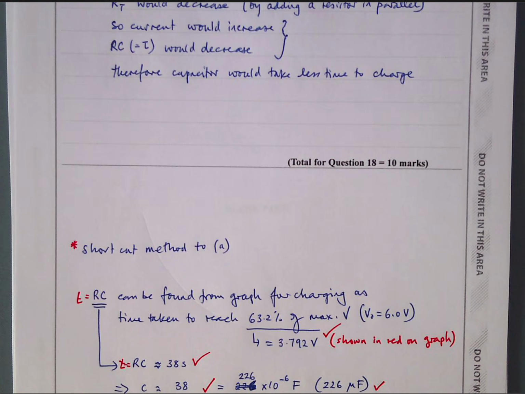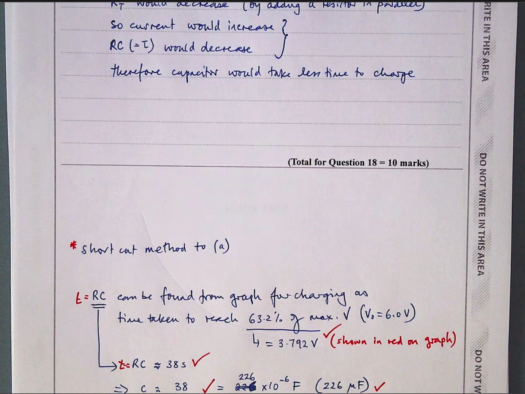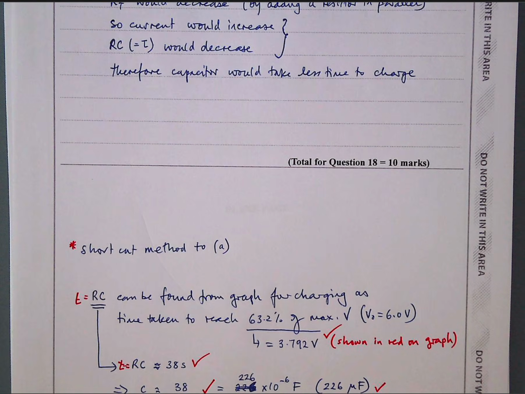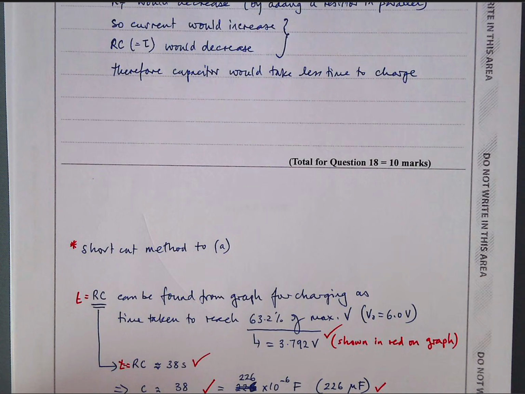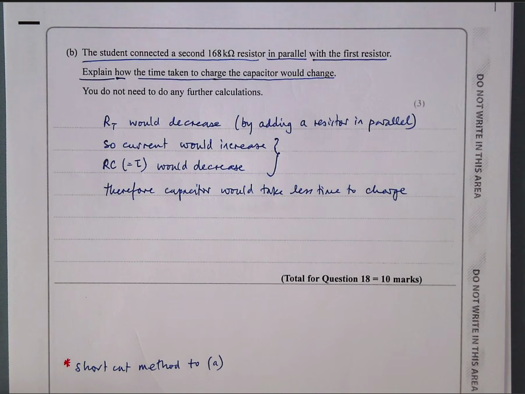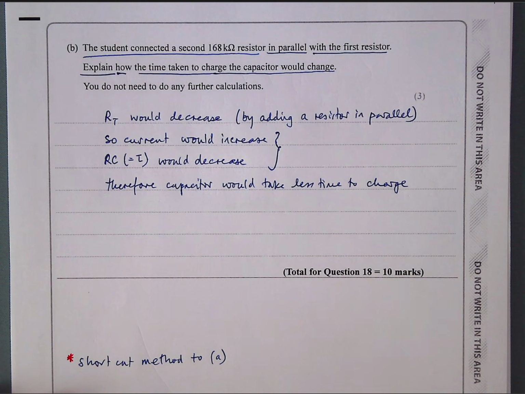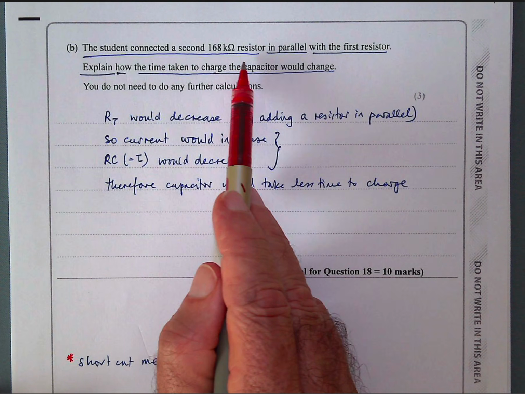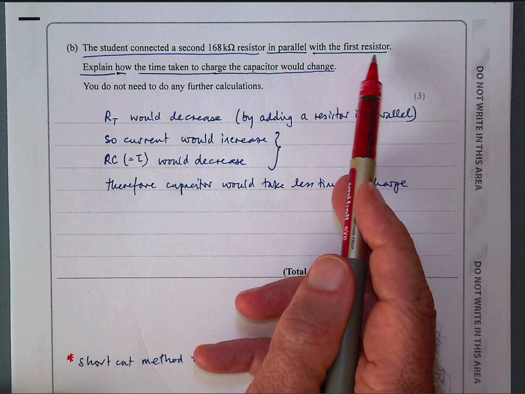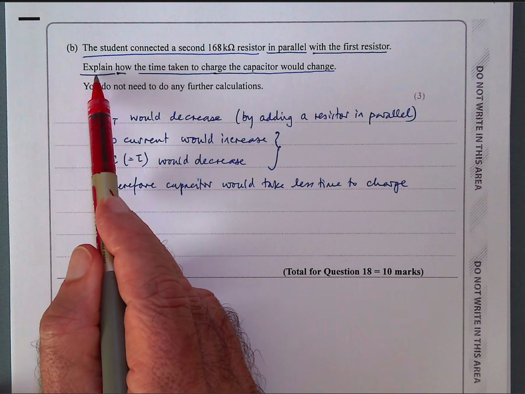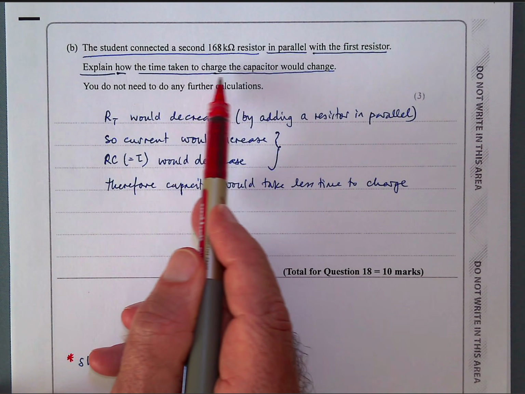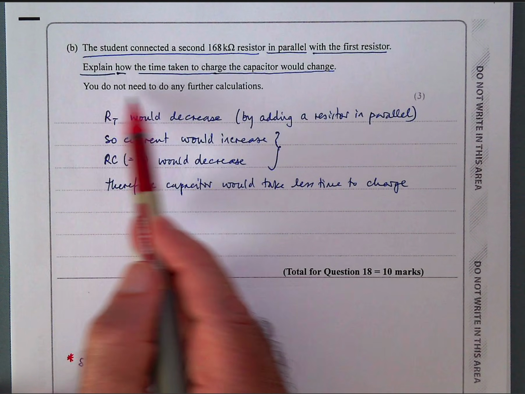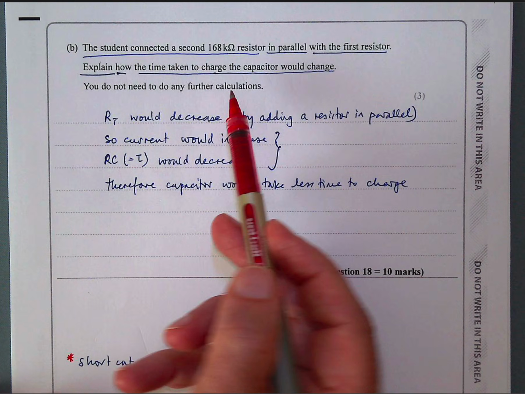So as you can see, these questions do become longer, which is why I didn't want to do it in one video. Part B then goes on to say the student then connected the second 168 kilo ohm resistor in parallel with the first resistor, and then it asks you to explain how the time taken to charge the capacitor would change. You do not need to do any calculations. There's no further calculations required.